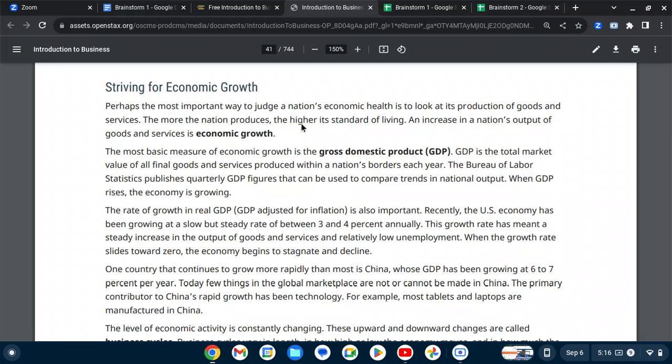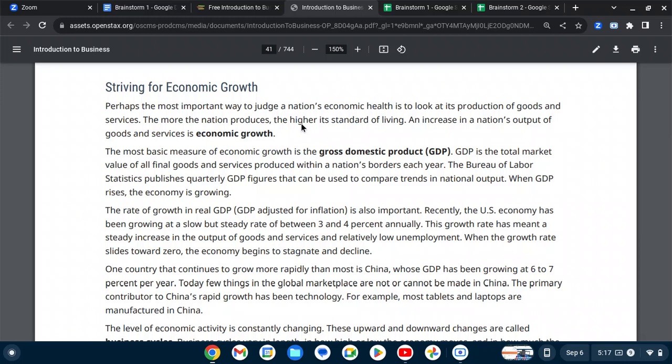The Bureau of Labor Statistics publishes quarterly GDP figures that can be used to compare trends in national output. When GDP rises, the economy is growing. The rate of growth in real GDP is also important. Recently, the U.S. economy has been growing at a slow but steady rate of between 3 and 4% annually. This growth rate has meant a steady increase in the output of goods and services and relatively low unemployment.